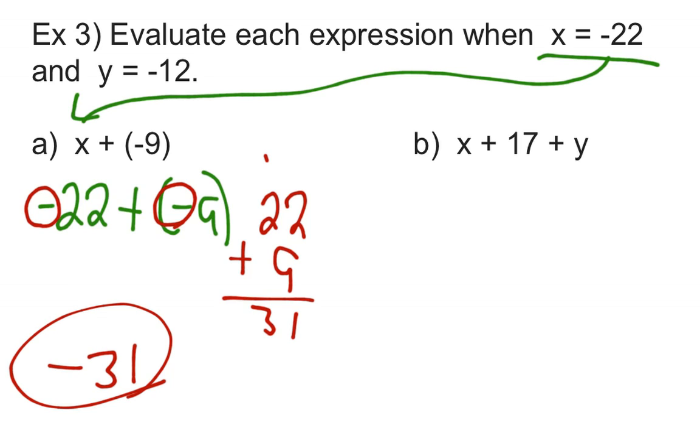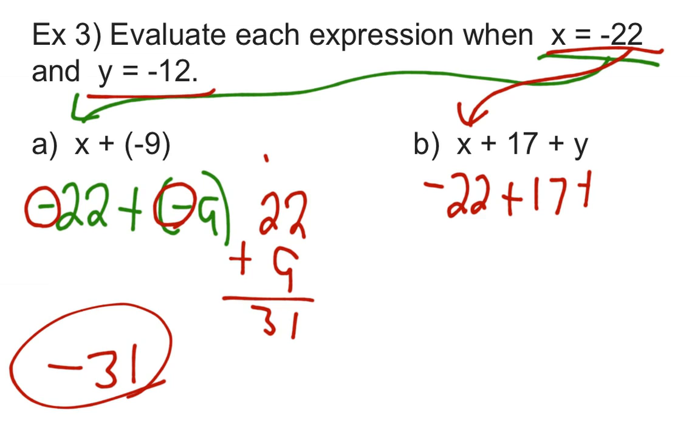Part B, we have three numbers here. We have an x plus a 17 plus a y. Just like always, plug in what we know. Negative 22 is x. Negative 22. 17 is already there. I'm going to add the y to that. In this case, the y is negative 12. So that's going to be put in here. So we're going to add negative 12 to that.